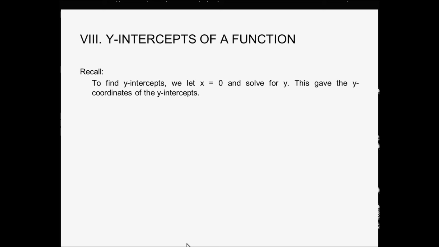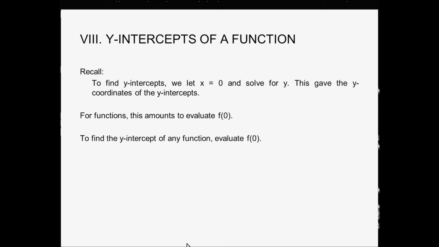What does this mean in terms of functions? So for functions, this amounts to evaluate f of 0. So to find the y-intercept of any function, evaluate f of 0. Finding zeros is a function evaluation. If you recall back when we were graphing, I always started with x equals 0. We were actually finding the y-intercepts. Okay, so for my examples, I'm going to have the exact same 3 functions that I did for the zeros.